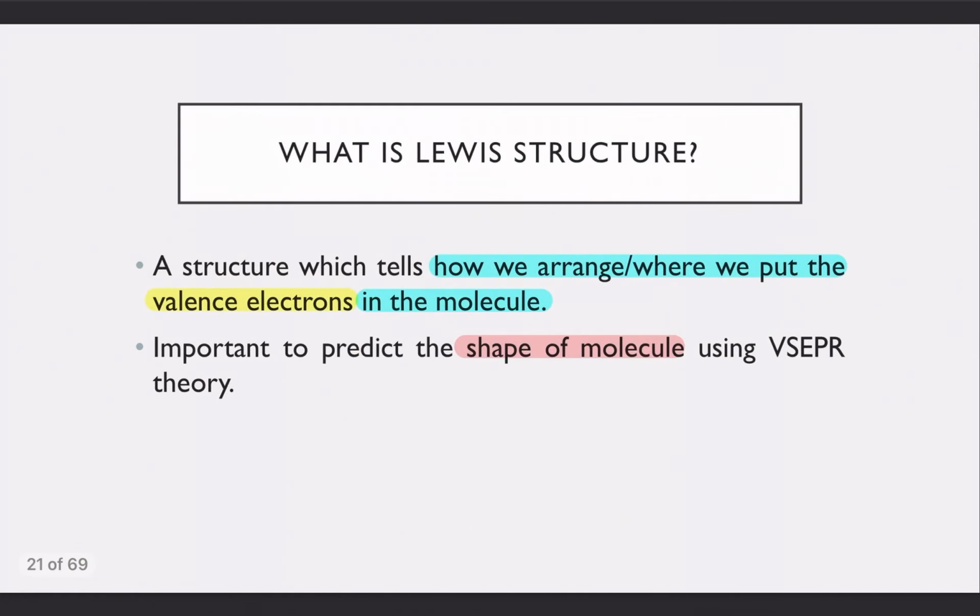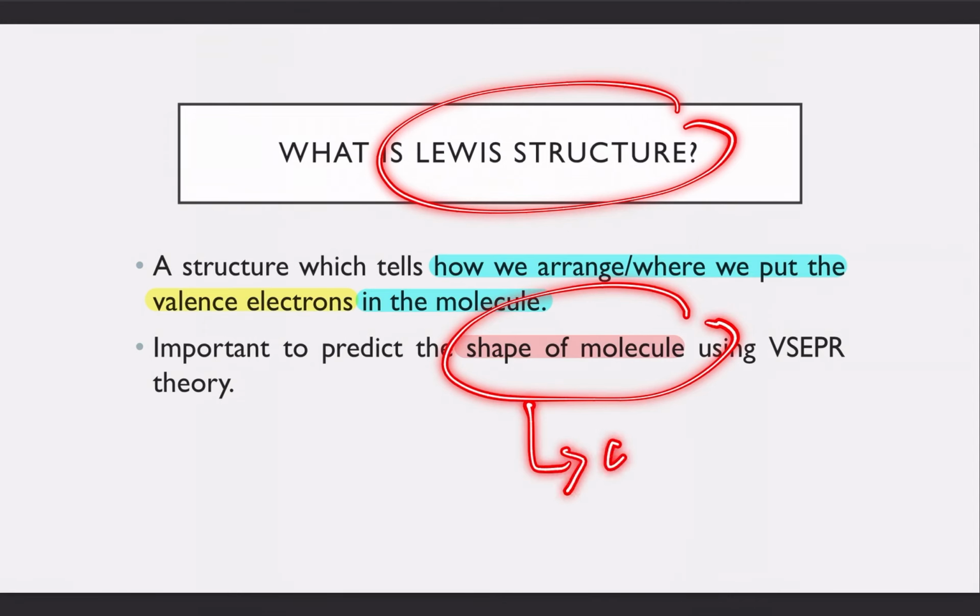Alright. So first of all, what is Lewis structure? Lewis structure is a structure which tells you how we arrange or where we put the valence electrons in the molecule. Before this, we already have Lewis symbol, and that's specific for atoms, right? But now in Lewis structure, we can put the valence electrons in our molecule. This Lewis structure is very important for us to predict the shape of our molecule later. So in this chapter, Lewis structure, shape of molecule, and then later orbital overlap.